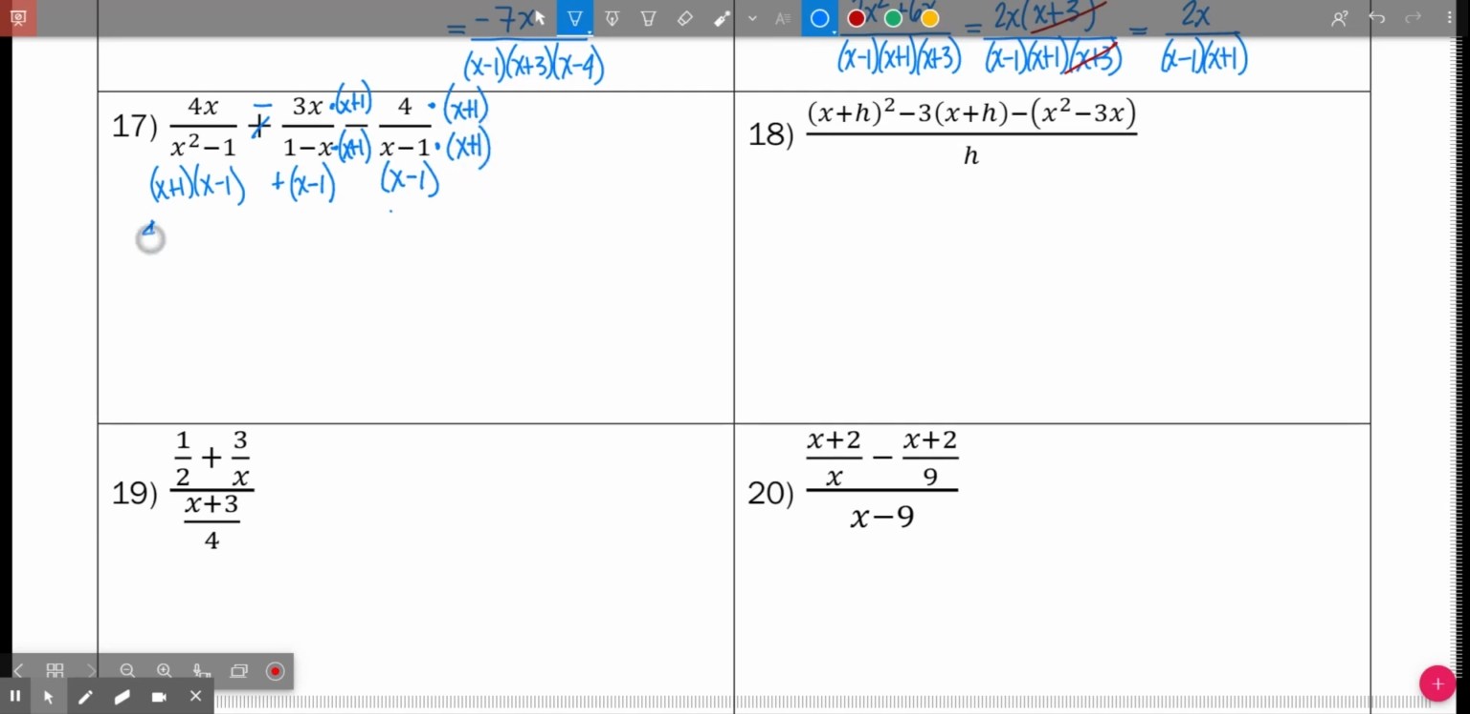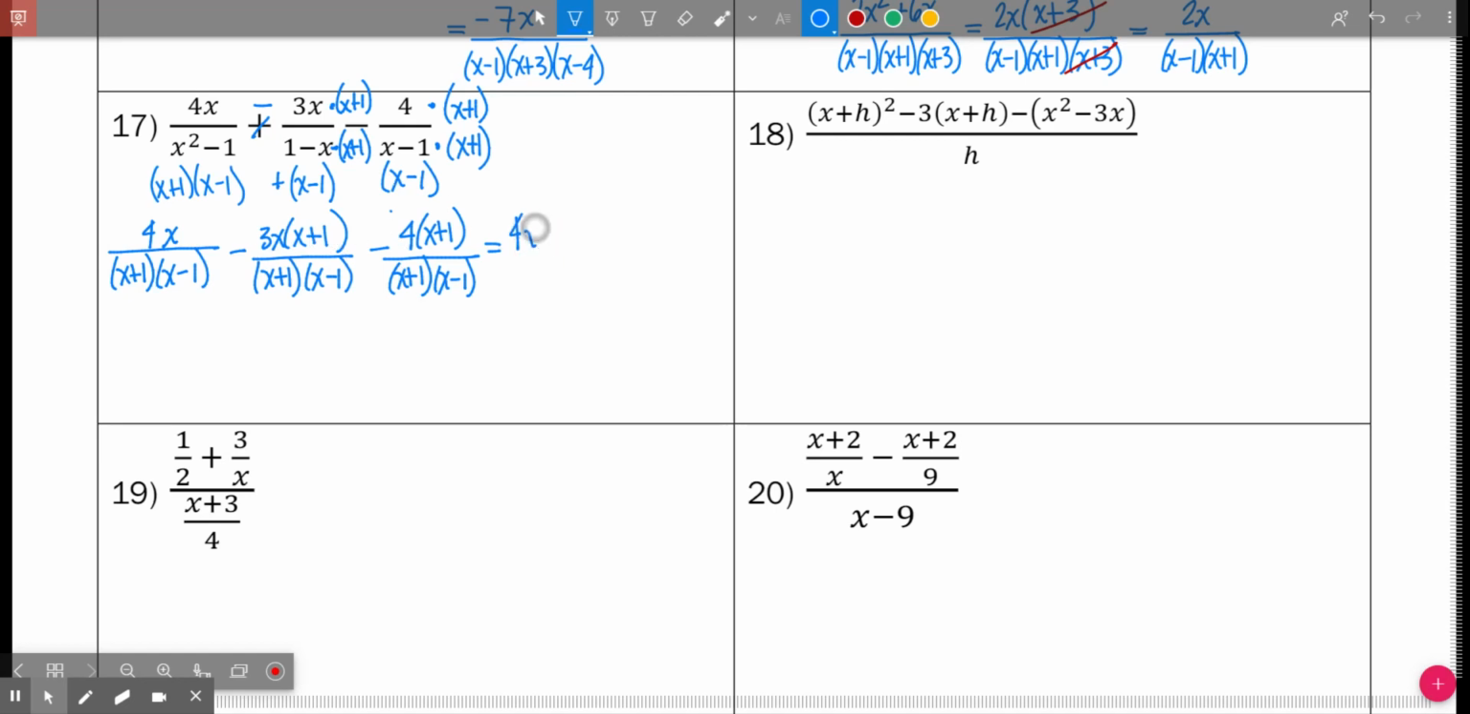So this becomes 4x over x plus 1, x minus 1, minus 3x times x plus 1 over x plus 1, x minus 1, minus 4 times x plus 1 over x plus 1, x minus 1. So again, you're going to subtract across your numerators, and I'm going to distribute as I go.